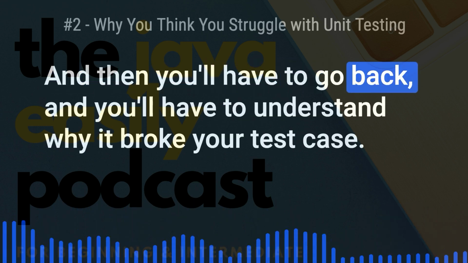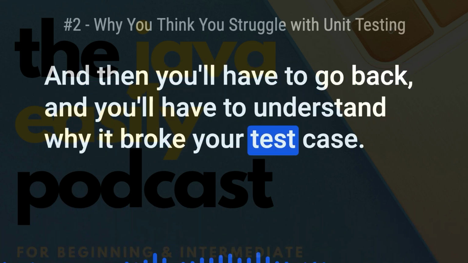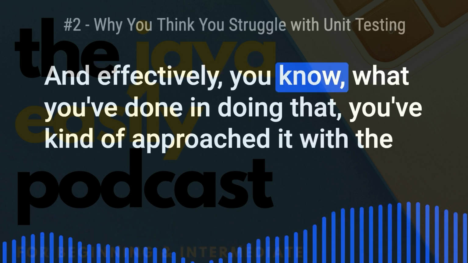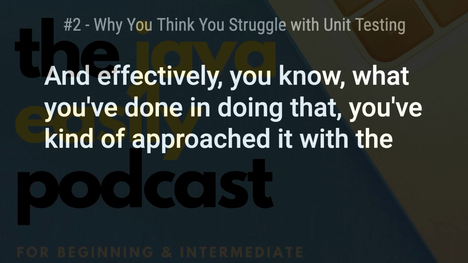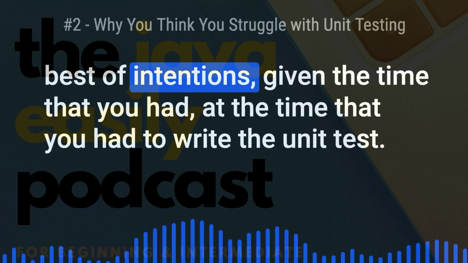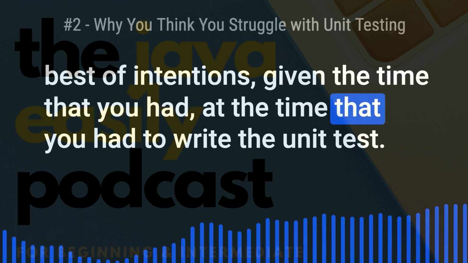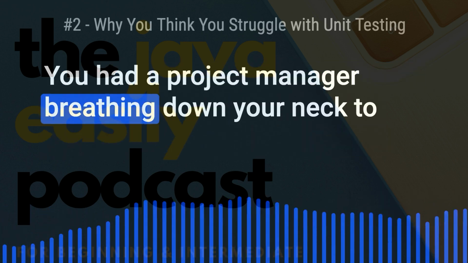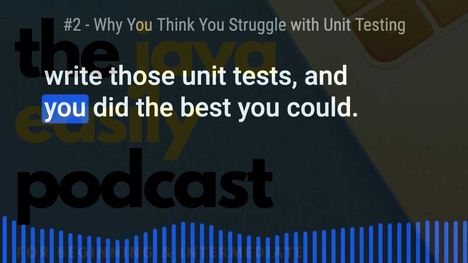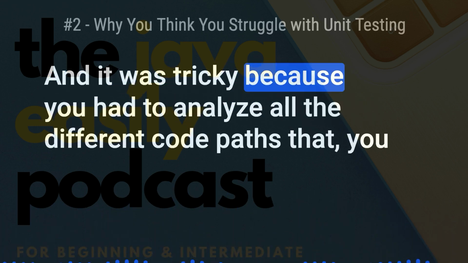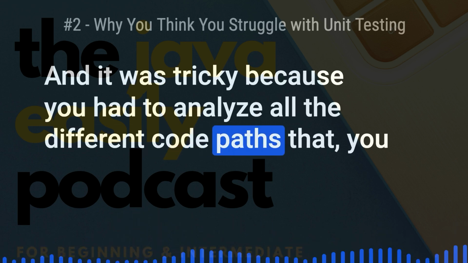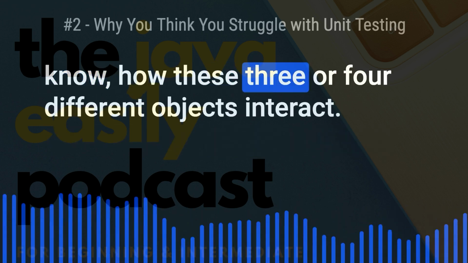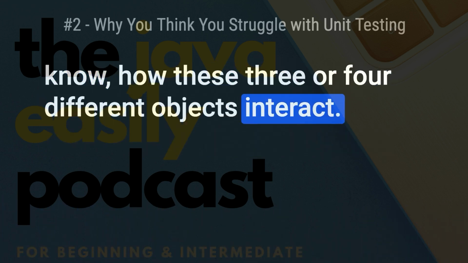Then you'll have to go back and understand why it broke your test case. And effectively, you approached it with the best of intentions, given the time that you had to write the unit test. You did the best you could do. You had a project manager breathing down your neck to write those unit tests, and it was tricky because you had to analyze all the different code paths, how these 3 or 4 different objects interact.